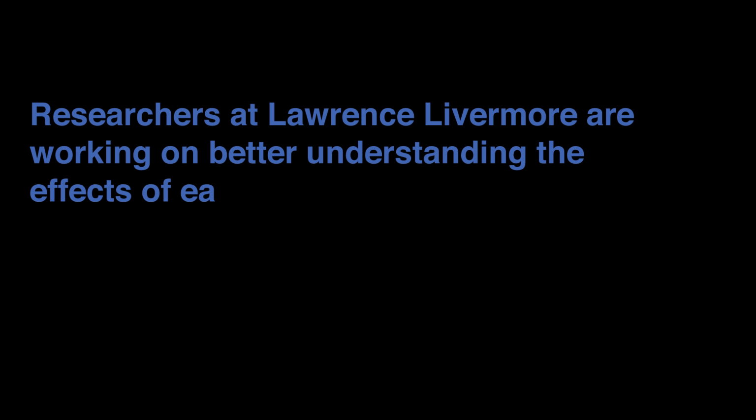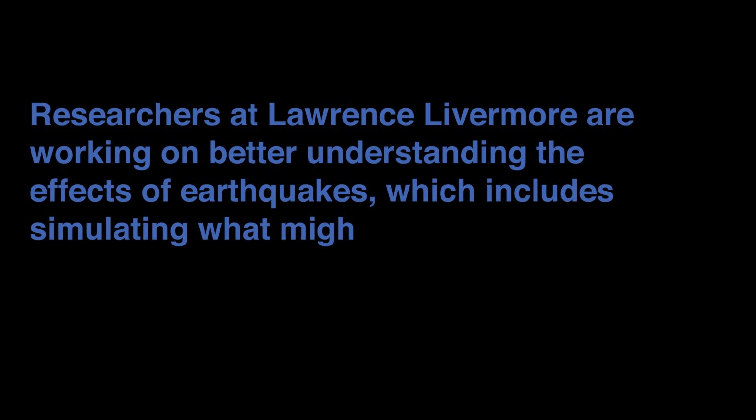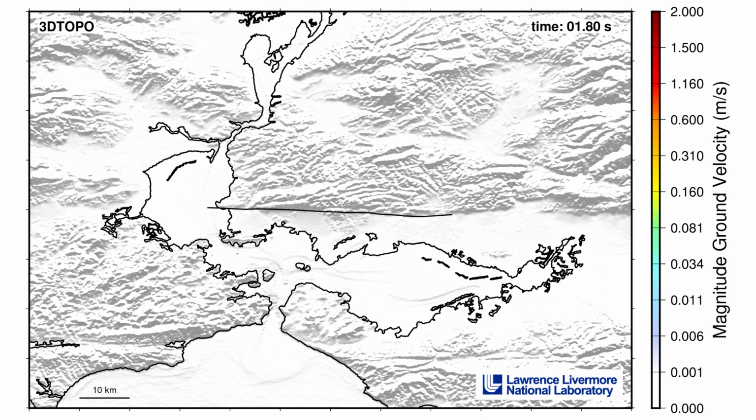Researchers at Lawrence Livermore are working on better understanding the effects of earthquakes, which includes simulating what might happen during one. This simulation shows a magnitude 7.0 earthquake on the Hayward Fault, and the area shown in this animation covers most of the populated San Francisco Bay Area.